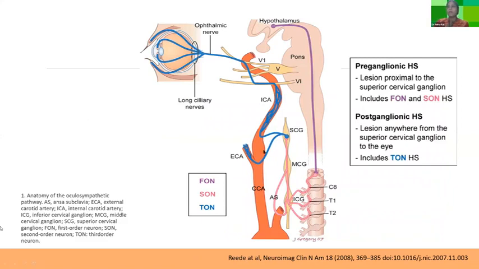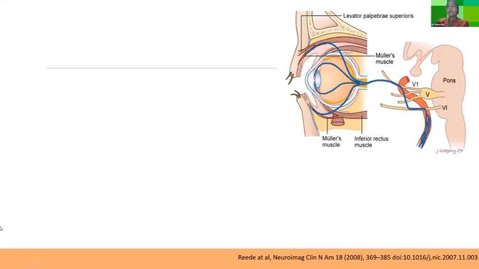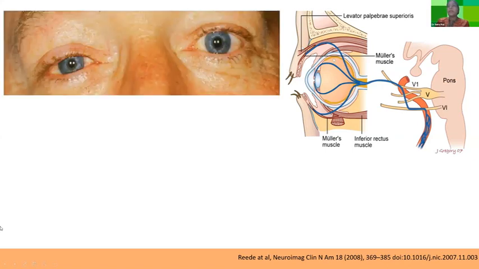This is the pathway, which has the preganglionic pathway and the postganglionic pathway. The preganglionic pathway involves lesions proximal to the superior cervical ganglion, and distal to this is the postganglionic pathway. We will come into detail. So the sympathetics do supply the Müller muscles, which are the retractors of the upper and the lower eyelid. However, these are weak muscles, just attached to the levator palpebrae superioris, and they are not very strong lid elevators.